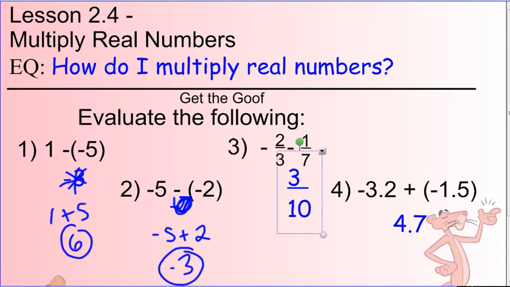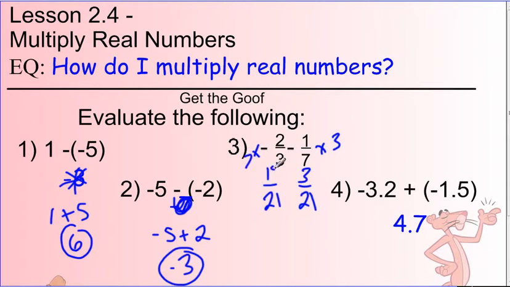Number 3 here is way wrong because they didn't find common denominators. The common denominator of 3 and 7 is 21. This fraction you take times by 3 because 7 times 3 is 21, 1 times 3 is 3. This fraction we take times by 7 and get 14. Don't forget about your signs. There's the negative, there's the minus.